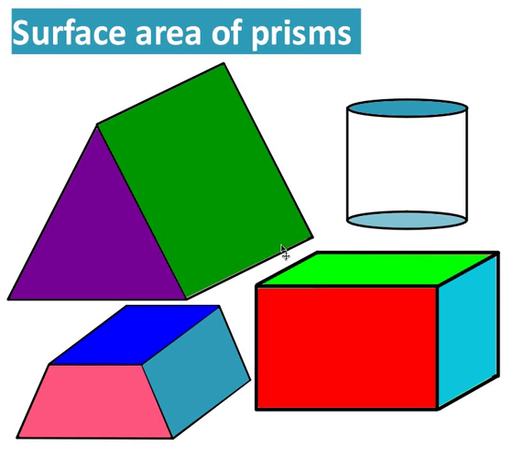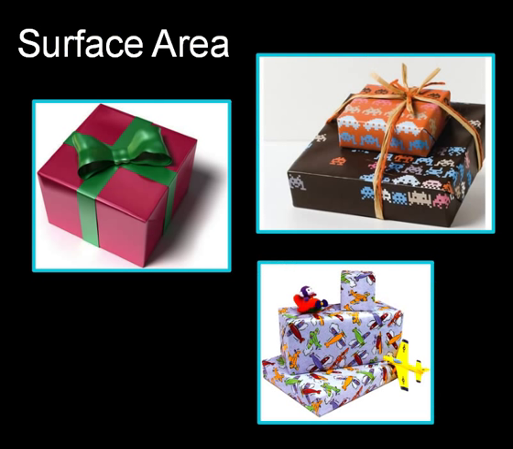In this video I'm going to show you how to find the surface area of prisms. If you want to know more about what a prism is, then you need to watch the video about what is a prism. Okay, the surface area can be thought of as the area of all the faces of a 3D object added together. That's the total surface area.